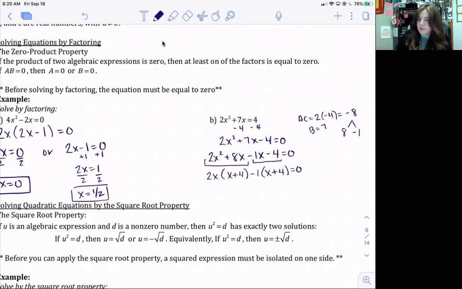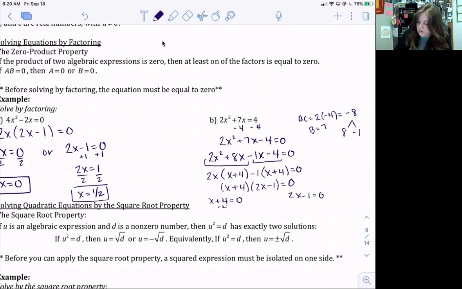Our parentheses match. So we have the quantity of x plus 4 times the quantity of 2x minus 1 equals 0. So there's our factored form, and now we want to break this up into our two equations. So we have x plus 4 equals 0, and 2x minus 1 equals 0.